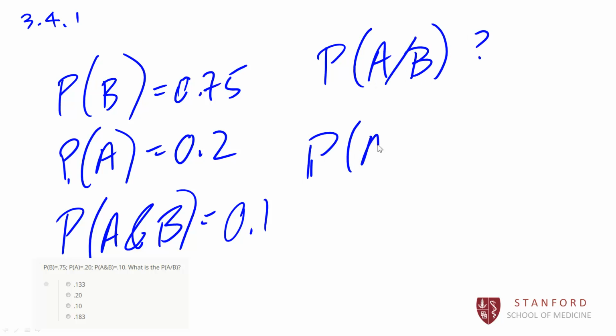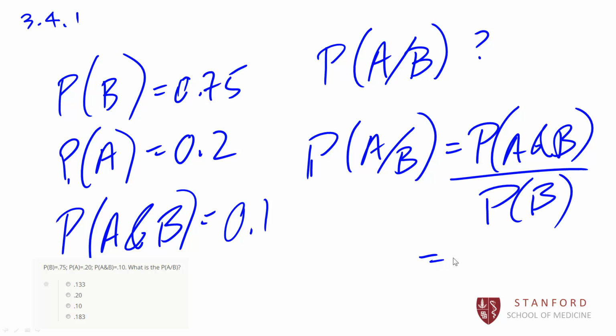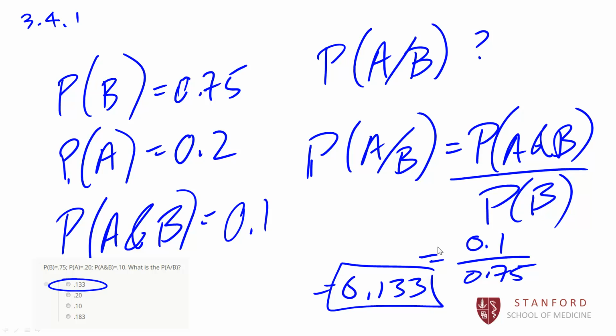Well, the probability of A given B, there's a formula for this. You can do the probability of A and B over the probability of B. You can think about it like you're dividing out this probability of B. And so that, of course, is equal to 0.1 divided by 0.75, and that is equal to 0.133. And so the answer in this case is answer A.